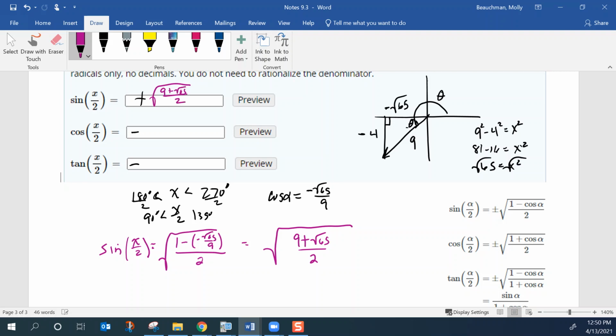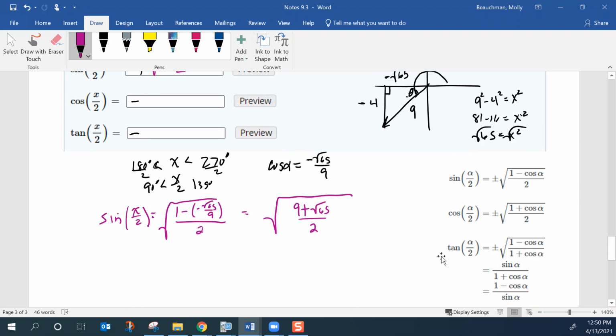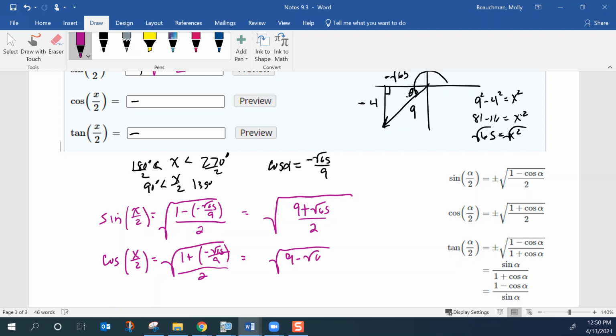For the cosine, we do the same thing, except we have 1 plus negative square root of 65 over 9, over 2. So when we multiply numerator and denominator by 9, this time we get the square root of (9 minus the square root of 65) over 2. And since our cosine is between 90 and 135 degrees, it's negative.